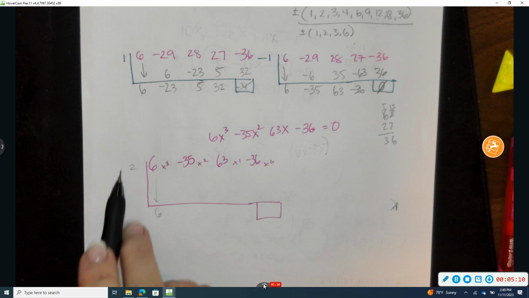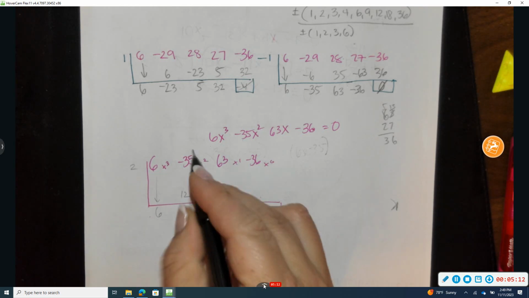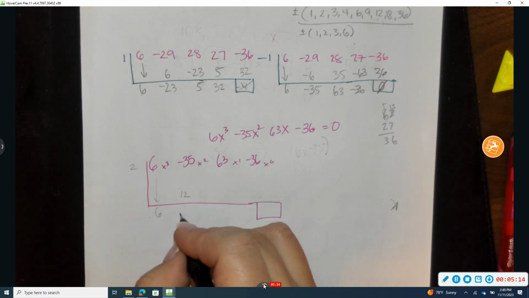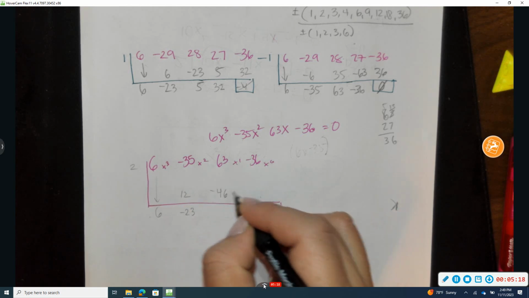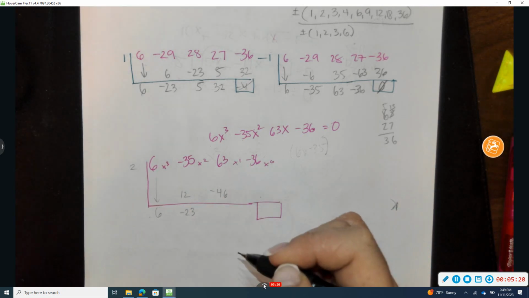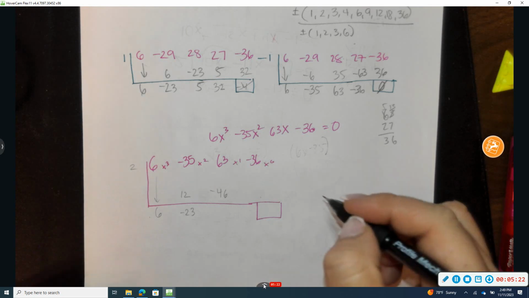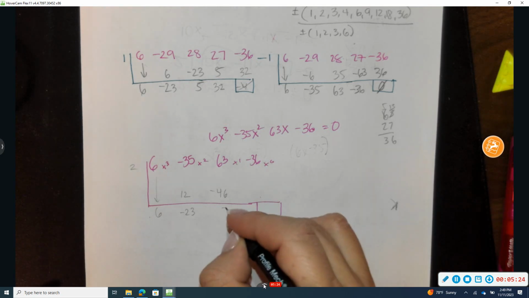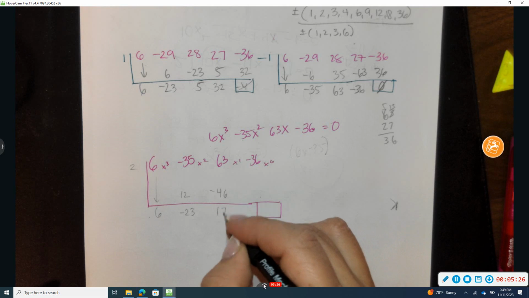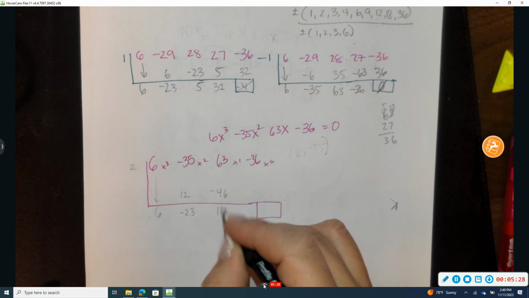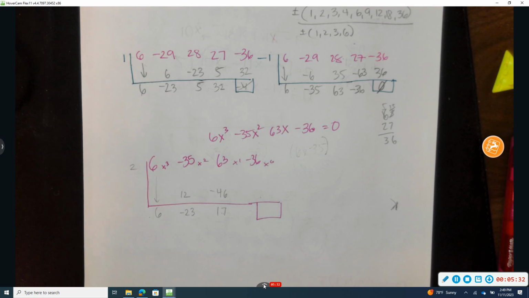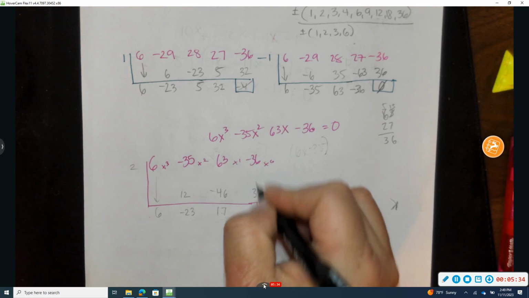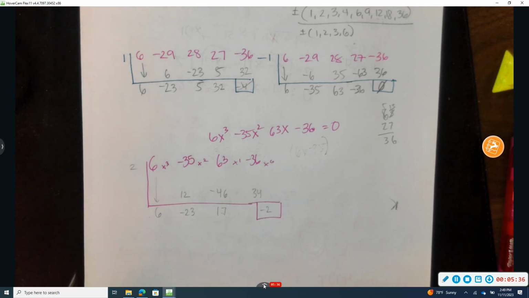I don't have to continue to write this little template here. Drop down the 6. I'm going to multiply to get 12. Combine, so that'd be 25, negative 23. I'm going to multiply to get negative 46. There are different signs here, so I'm going to subtract. Let me just do my quick little math. 17. Okay, so this is 17. I'm going to take 17 times 2, should get 34, add down is negative 2. So I tested 2, and 2 doesn't work.